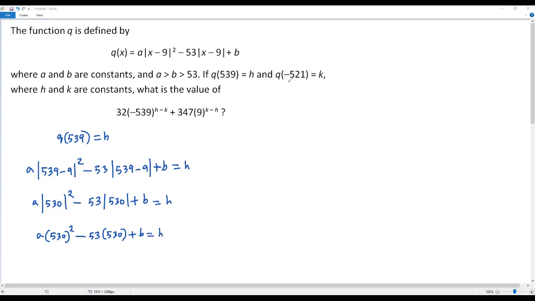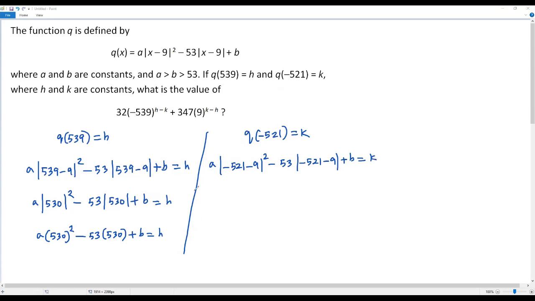Now let me consider the other information we have over here. That is q of negative 521 equals k. Okay, let me separate this. To get this one, we have to plug in negative 521 in the function q of x. In that case, I am getting a times negative 521 minus 9, squared, minus 53 times negative 521 minus 9, plus b. On the right side, we can take k as it is.